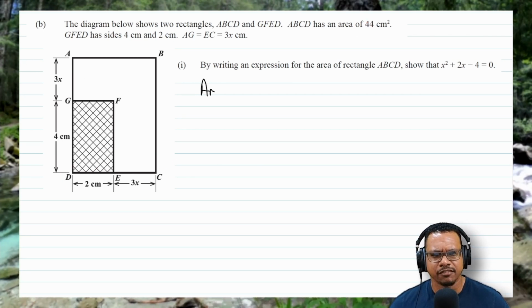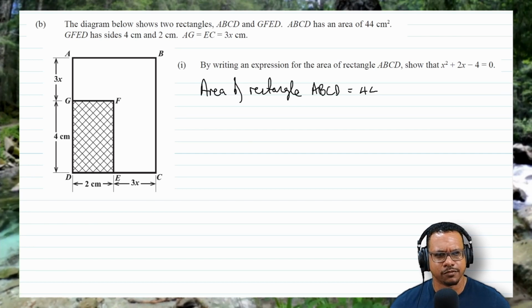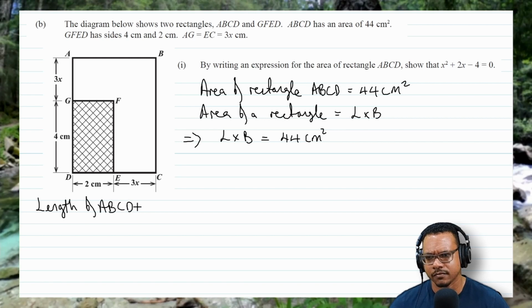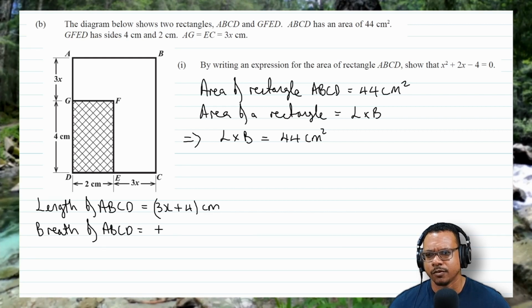So first I'm going to write that the area of rectangle ABCD is equal to 44 centimeters squared, and the area of a rectangle is equal to length by breadth. So that would imply that length by breadth is equal to 44 centimeters squared. And as we said, the length of ABCD was equal to 3x plus 4 centimeters, and the width or breadth of ABCD was equal to 3x plus 2 centimeters. All right, so that's the 3x plus 2 here and the 3x plus 4 here.